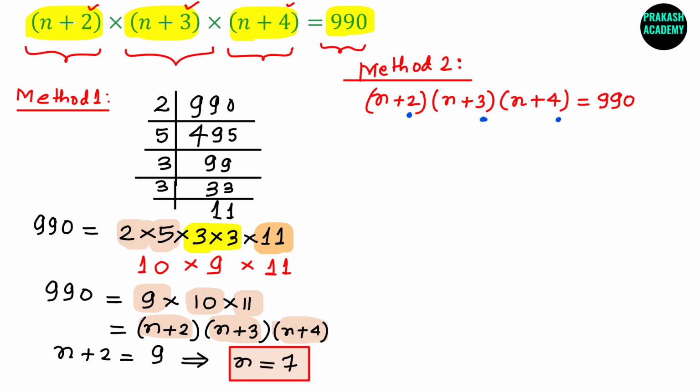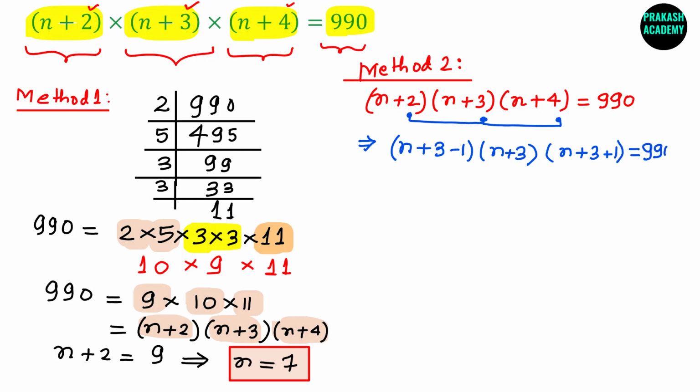So we will find the mean of these three numbers. So what will be the mean of 2, 3 and 4? That is (2+3+4) divided by 3, that is 9 by 3. This means in this case the mean is 3. So now I will re-express the given quantity something like this. n+2 can be written as n+3-1. And here I already have n+3, so leave it as it is. n+4 can be written as n+3+1. And this is equal to 990.